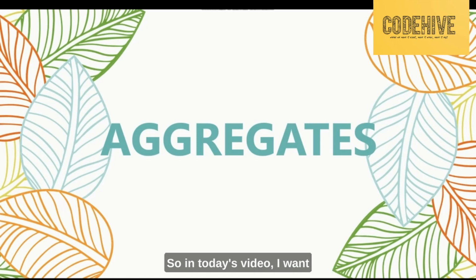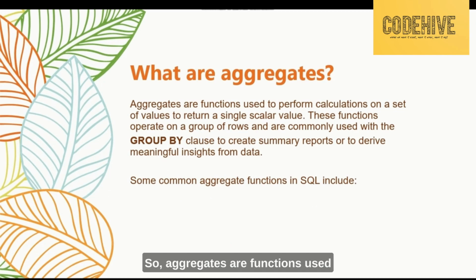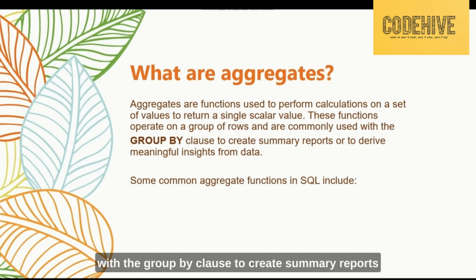So in today's video, I want us to talk about aggregates, okay? So what are aggregates? Aggregates are functions used to perform calculations, right? So you use these for numeric columns as well as counting the number of rows in a specific column, etc. They say over there that the functions operate on a group of rows and are commonly used with the group by clause to create summary reports or to derive meaningful insights from data.